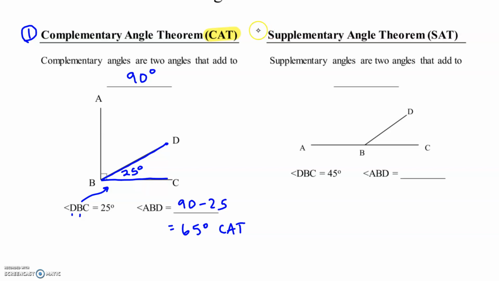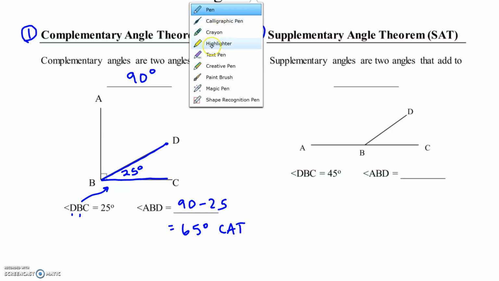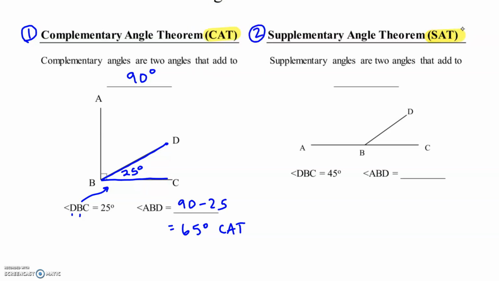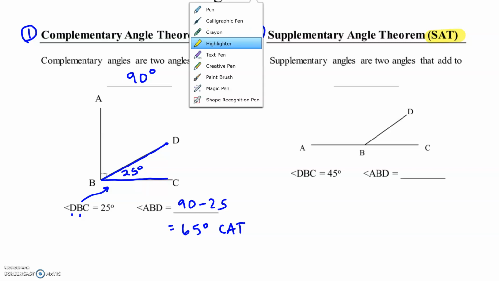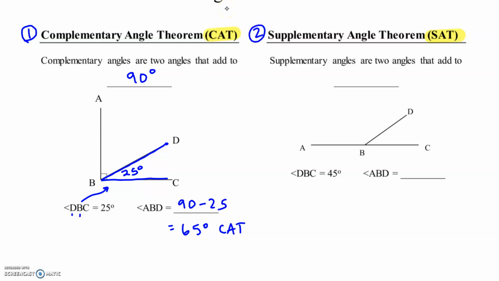Okay, the next theorem that we're going to look at is the supplementary angle theorem. The short form is SAT, and I like to think of these as the cat in the hat theorems because they rhyme, CAT and SAT. So supplementary angles are two angles that add to 180 degrees. So we can see here angle CBA, that whole thing is 180 degrees, and we have this line D that divides it up.